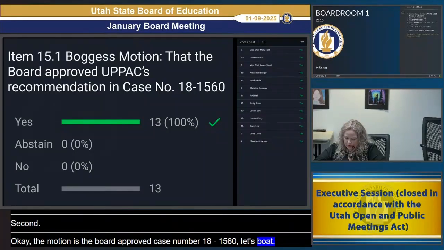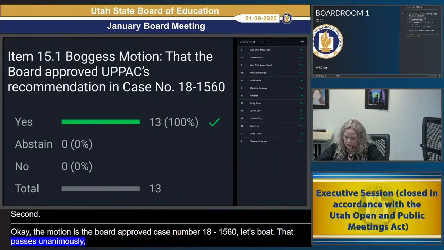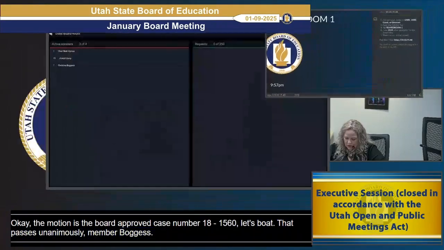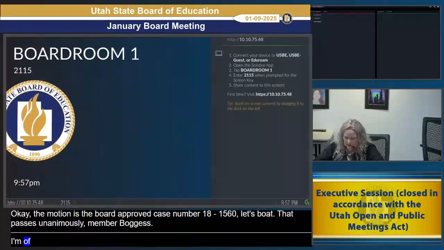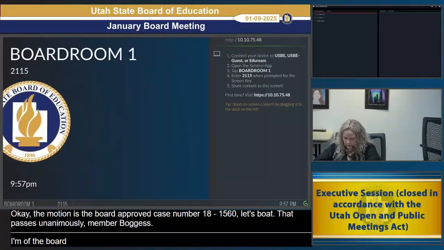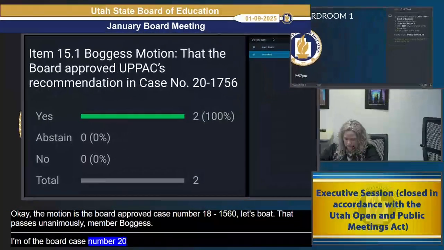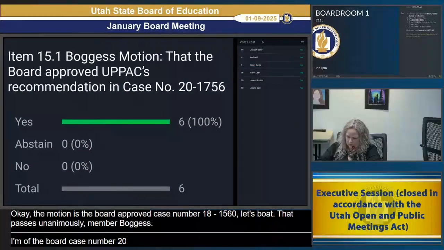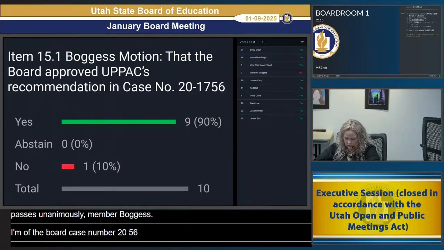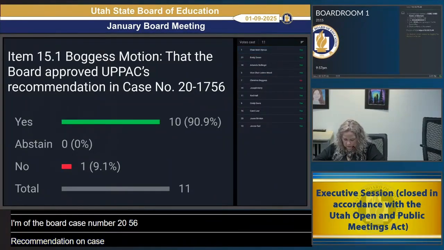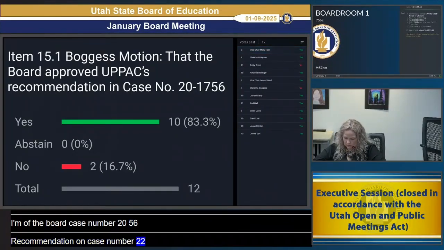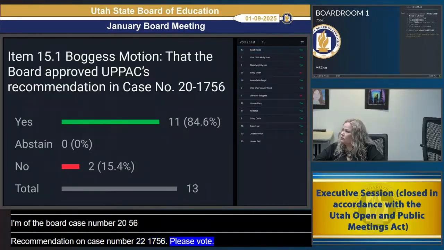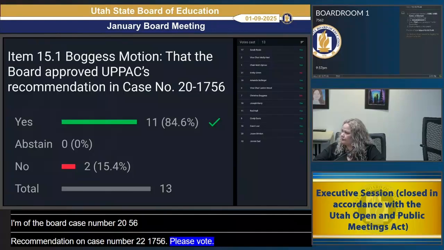Member Bogus. I move that the board approves UPAC's recommendation for case number 20-1756. Second. The motion before the board is that the board approve UPAC's recommendation on case number 20-1756. Please vote. That passes with 11 in favor, 2 opposed, and those opposed were Member Bogus and Member Green.